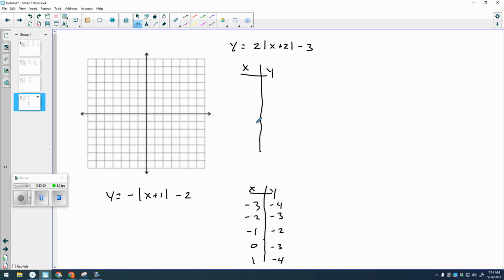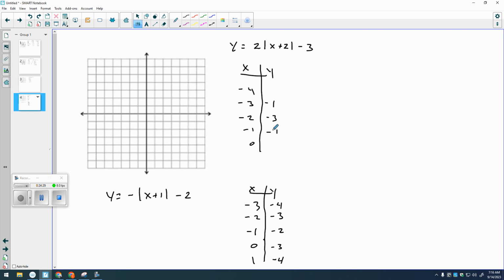Oh well. All right. Starting at negative 2. Right? What makes the inside 0? My y value, I already know. Negative 3. We've done this a lot now. Go left. Negative 3. Negative 4. Go right. Negative 1. 0. Putting in a negative 3. Negative 3 plus 2 is a negative 1. Absolute value makes it a positive 1. Times 2 makes it a positive 2. Minus 3 makes it a negative 1.